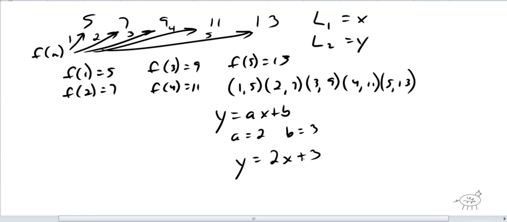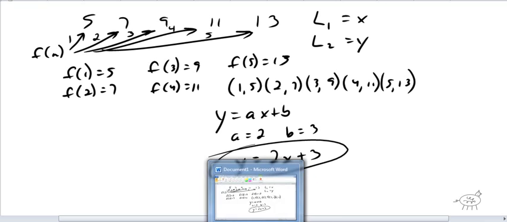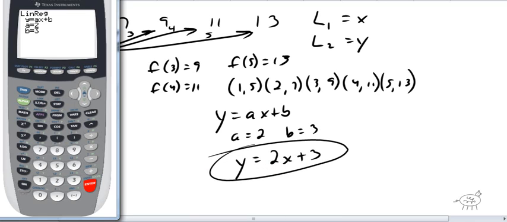Which is exactly what we found from our original problem that we did, right? 2n plus 3, x, n, doesn't matter. Okay, so the calculator actually calculated the linear regression, which is basically a line of best fit.